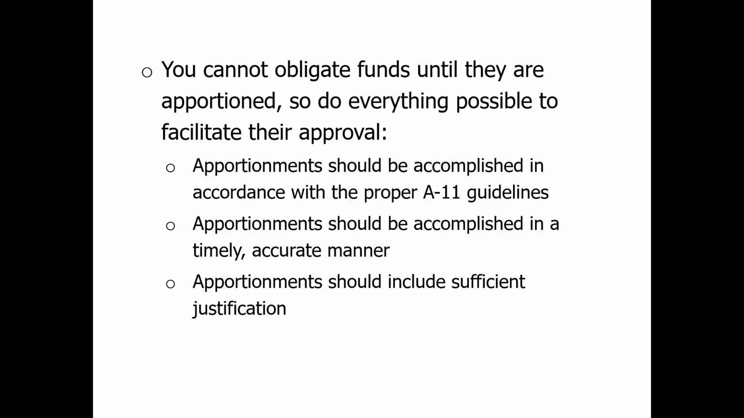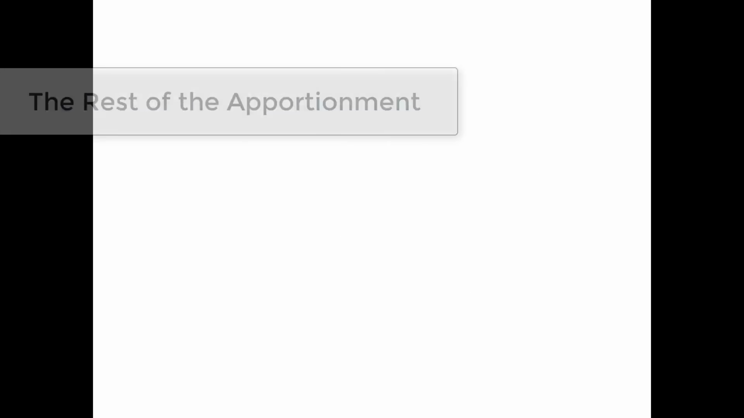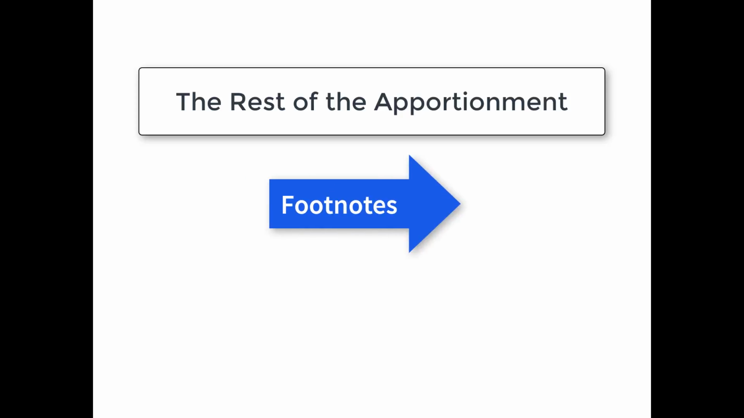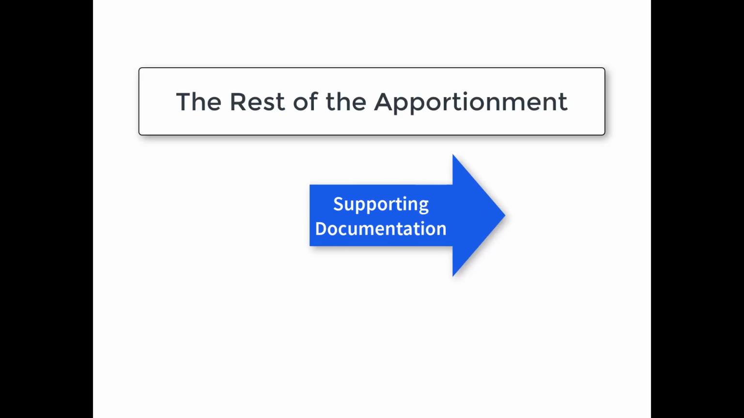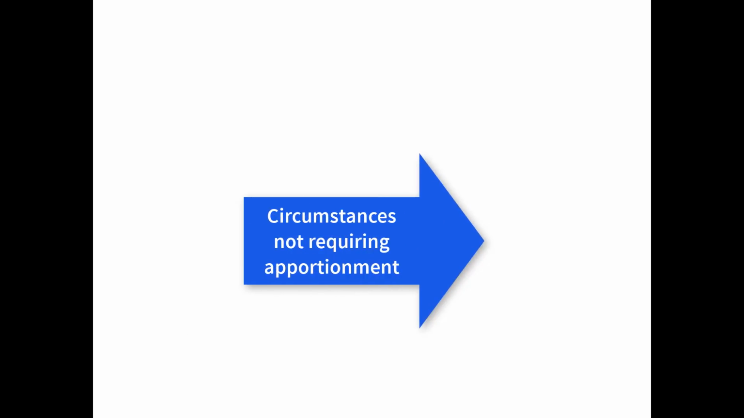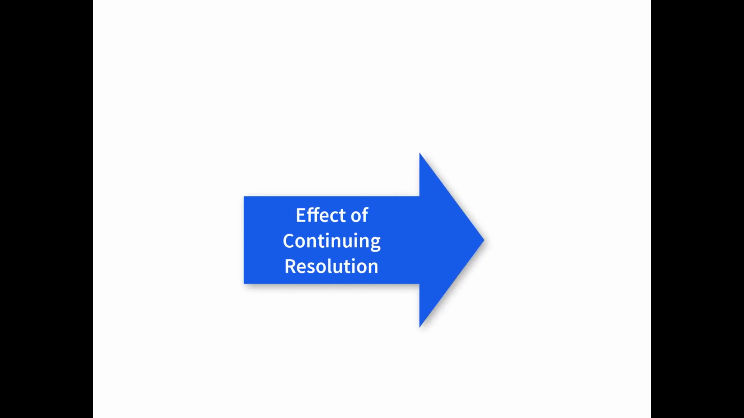This concludes Module 3. In this module, we have discussed what I refer to as the rest of the apportionment. That is, that portion of the apportionment package that supports the SF-132, such as footnotes and supporting documentation. I hope that by now you have a pretty good understanding of what's required in a complete apportionment package. In addition, we have discussed some circumstances that do not require submission of a reapportionment request, including how the apportionment request is affected during and immediately after a continuing resolution.